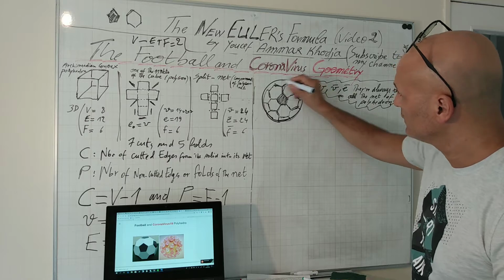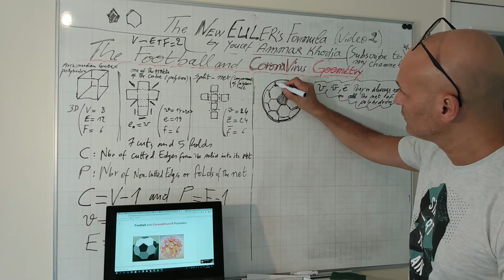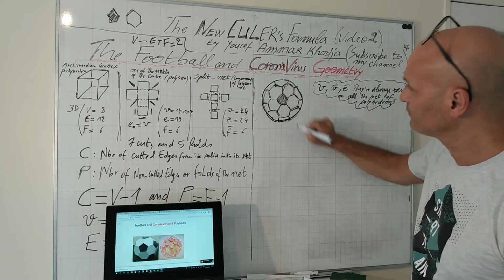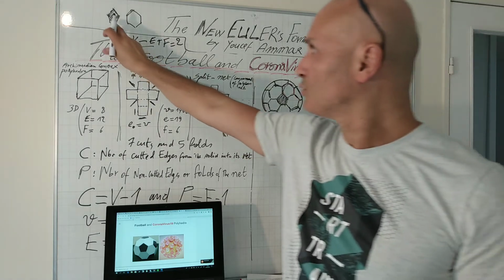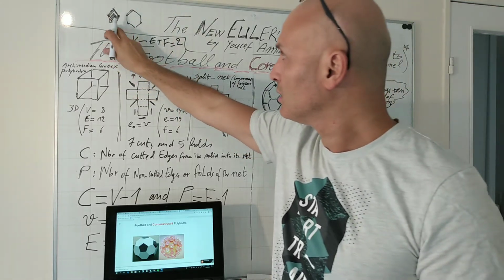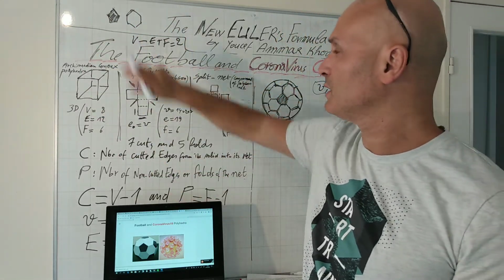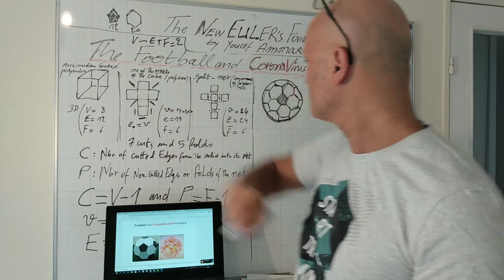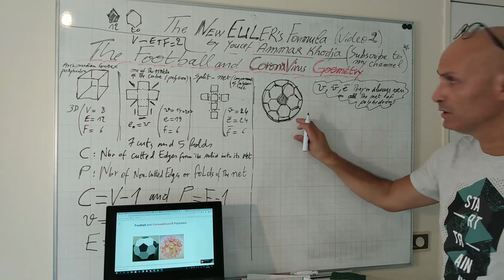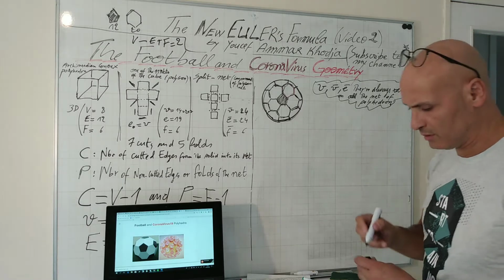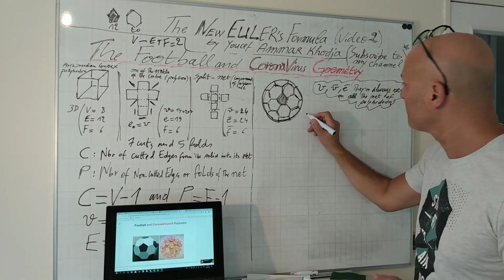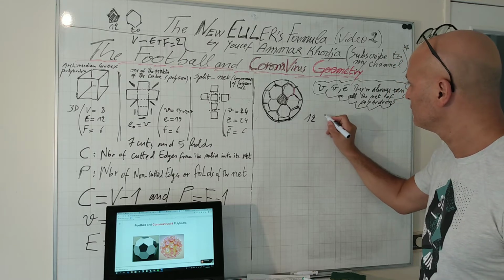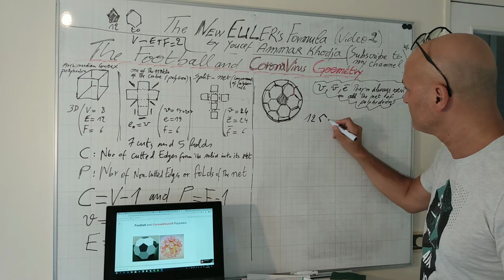which is actually a polyhedron made of 12 pentagons and 20 hexagons. So the football, its components are 12 pentagons and 20 hexagons.